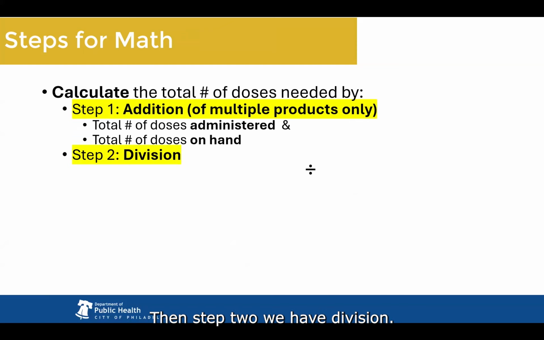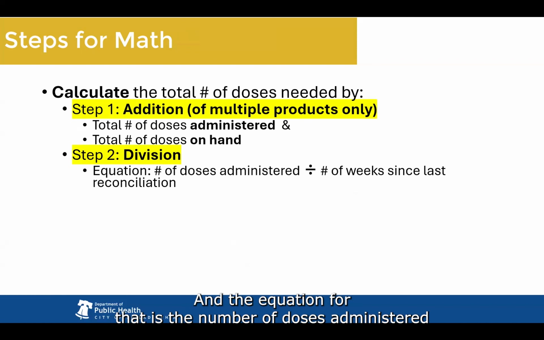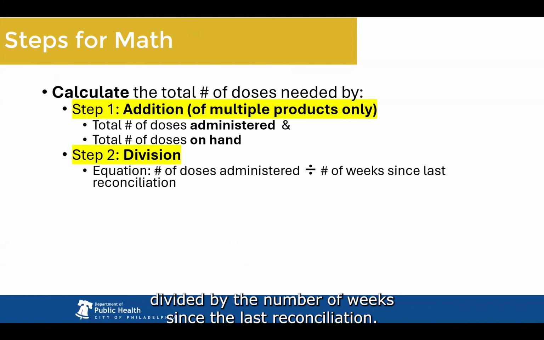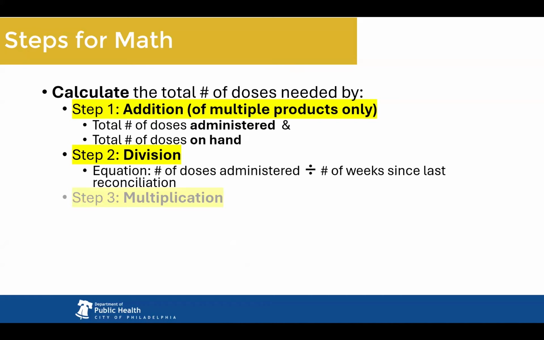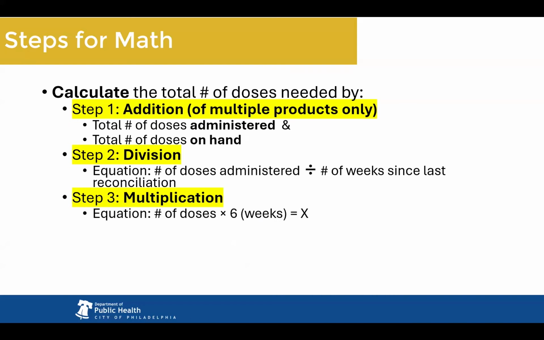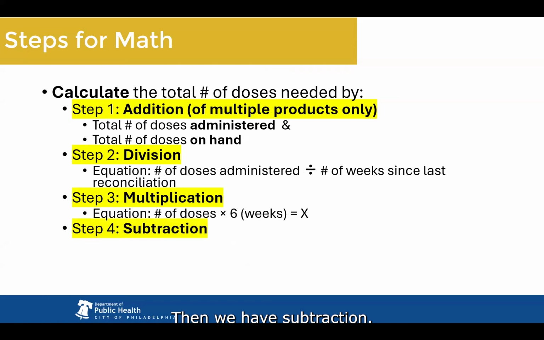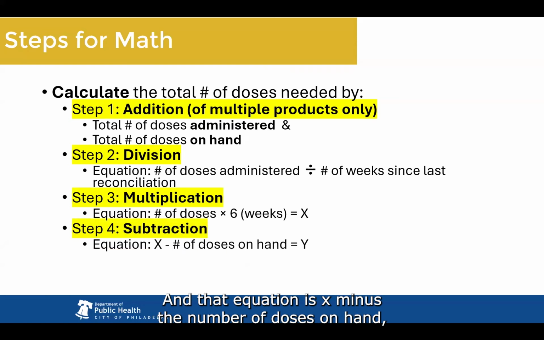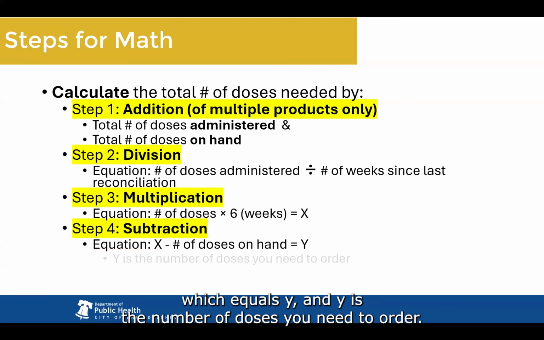Then step 2, we have division. And the equation for that is the number of doses administered divided by the number of weeks since the last reconciliation. Then we have step 3, which is multiplication. And the equation for that is the number of doses times 6 weeks, which equals X. Then we have subtraction, and that equation is X minus the number of doses on hand, which equals Y. And Y is the number of doses you need to order.